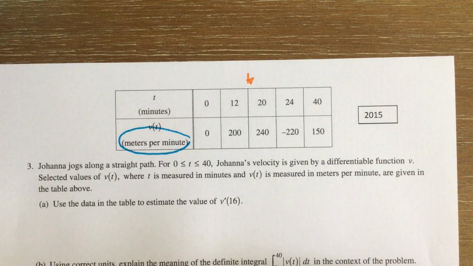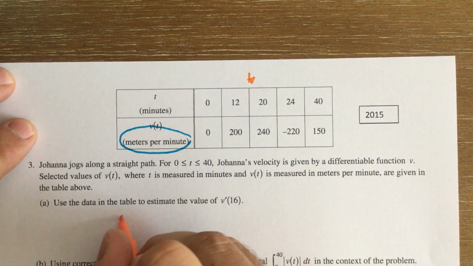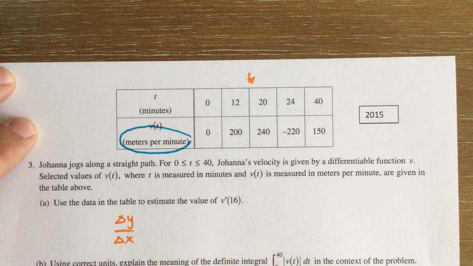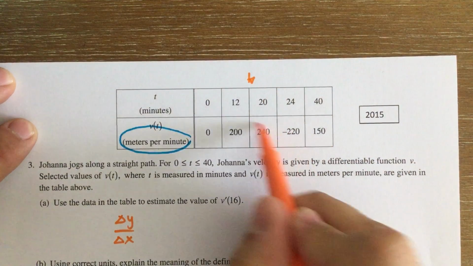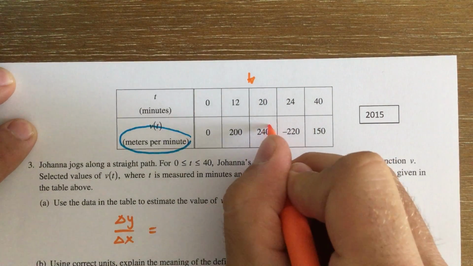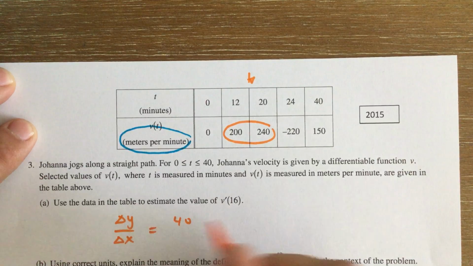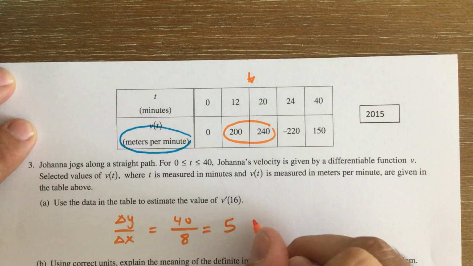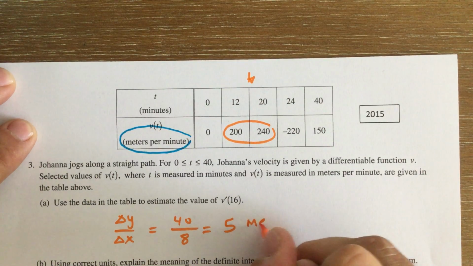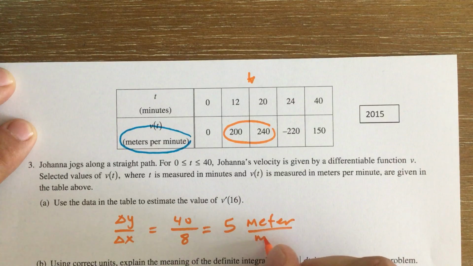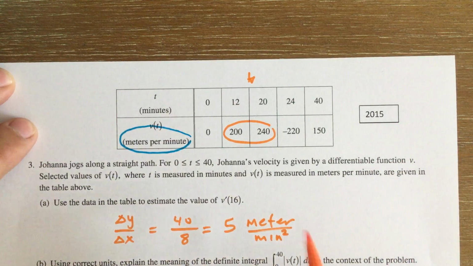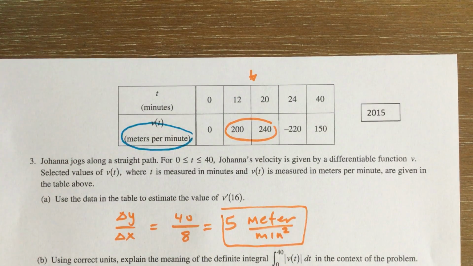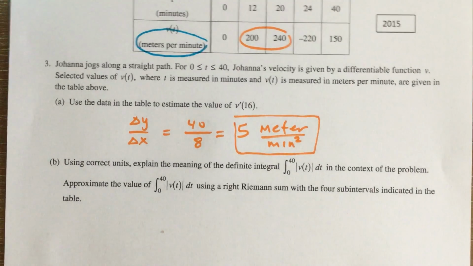Really, all they're asking us to do is just find the rate of change. So the change of y over the change of x, right? The change of y is 40, right there. And the change of x is 8, which is going to be 5. And we're going to say meters per minute, or per minute squared. I'm going to box that guy up. Easy peasy, lemon squeezy. All right, next one.